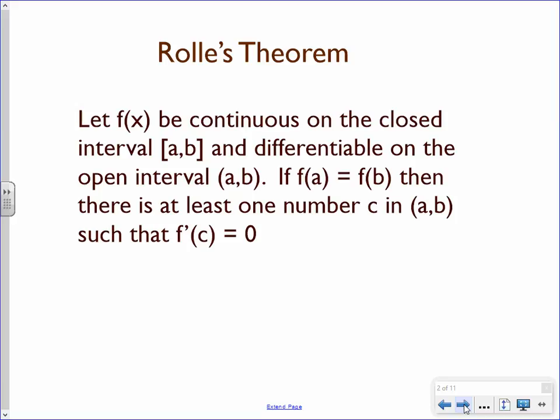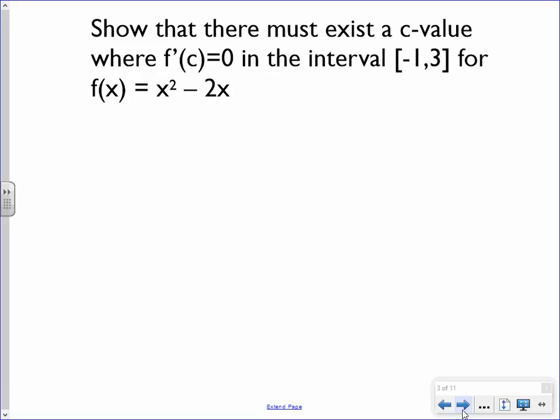So, in the next example, we are going to find where that is. How? I'll show you. So we have the function x squared minus 2x, and we have the interval -1 to 3, and we want to figure out where the derivative is 0 on that interval.